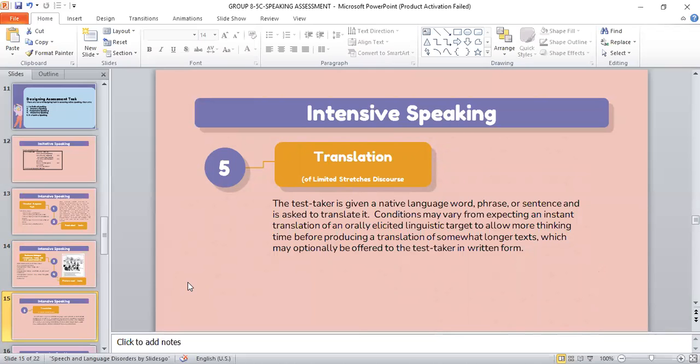And the last one is translation. Translation is a meaningful communicative device in contexts where the English user is called on to be an interpreter. Translation is a well-proven communication strategy for learners of a second language. The test taker is given a native language word, phrase, or sentence and asked to translate it. The condition may vary from an instant translation of an orally elicited linguistic target to allow more thinking time before producing a translation of somewhat longer text, which may optionally be offered to the test taker in written form. Next slide, please.